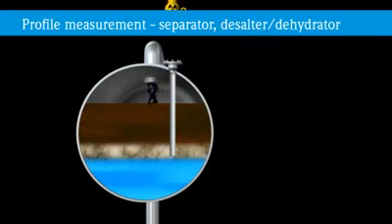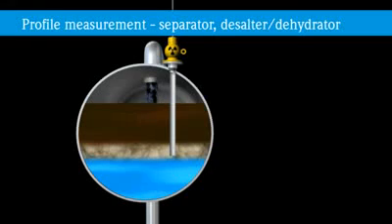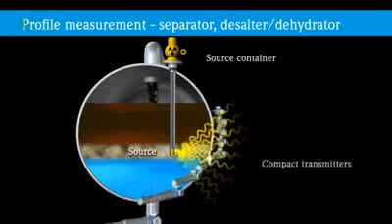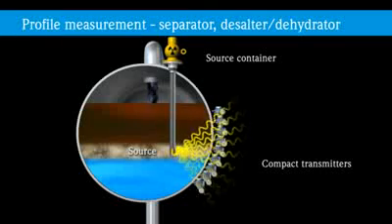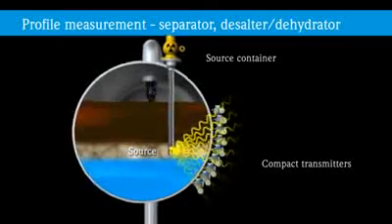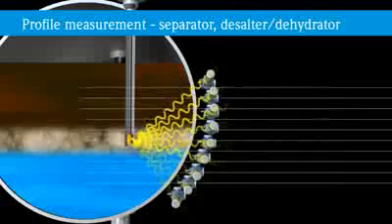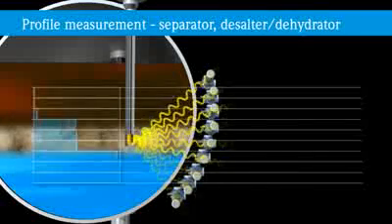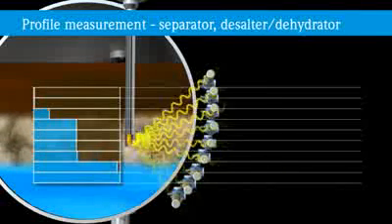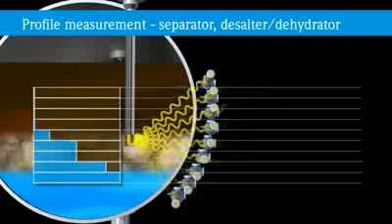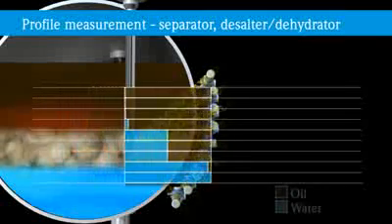The most exact measurement of the oil-water emulsion layer is achieved by a multi-detector solution known as profiling. Several compact transmitters are arranged on the tank wall at a close distance to each other. The measuring range is subdivided into zones. The provided density values are transferred to an analyzing program which calculates the applicable density value for each zone.